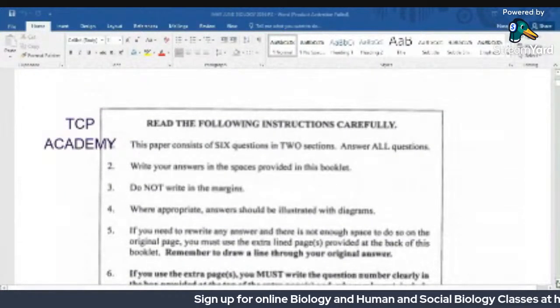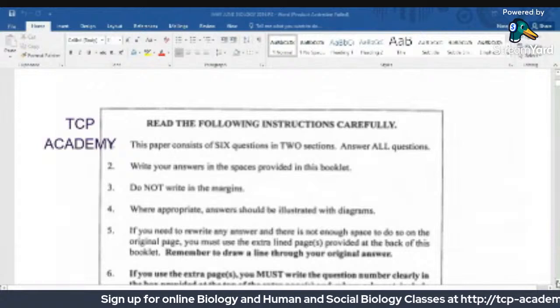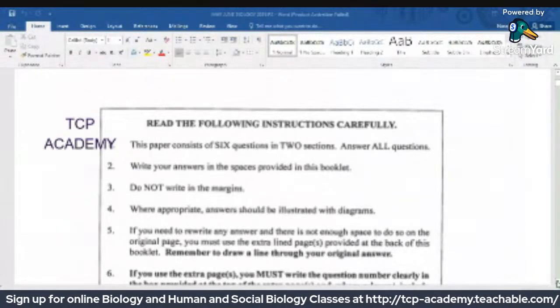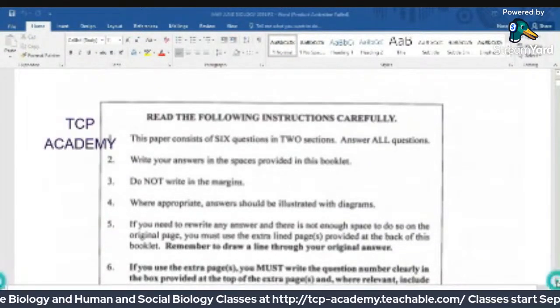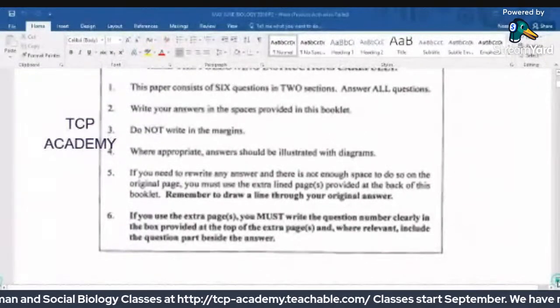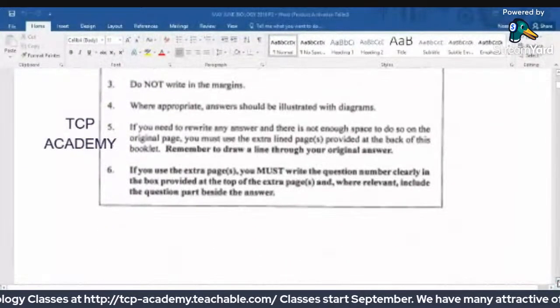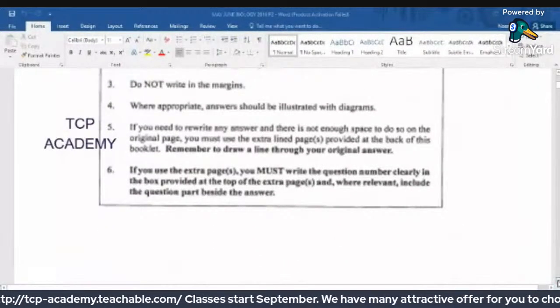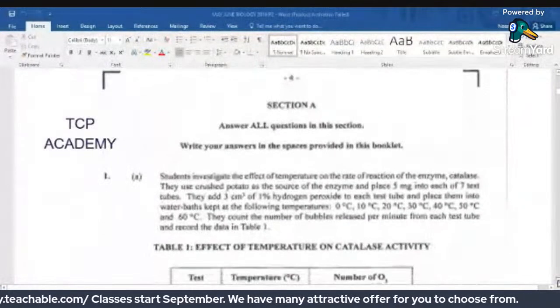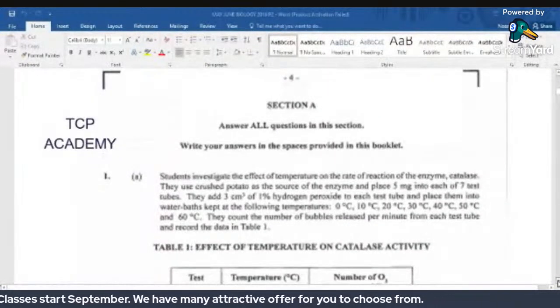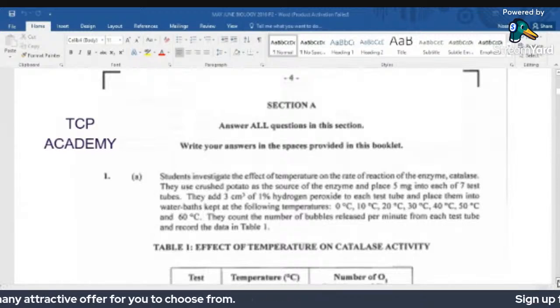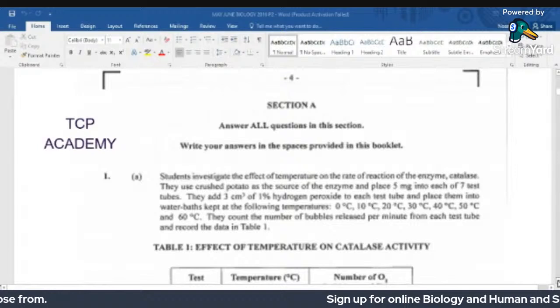Please ensure that when you go to the exam, you read all the instructions on the paper so that you'll be answering what is asked and not what you think was asked or should have been asked. Now, question number 1 is usually a lab question, so it's very important that your lab skills are up to par. Let us read this question.